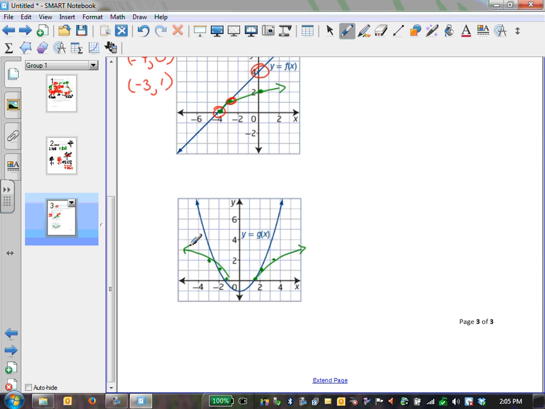The last one, so I picked 4, right? Because we know the square root of 4 is 2. So that point I would say was like 3.2. So now it's going to be (3.2, 2), right?